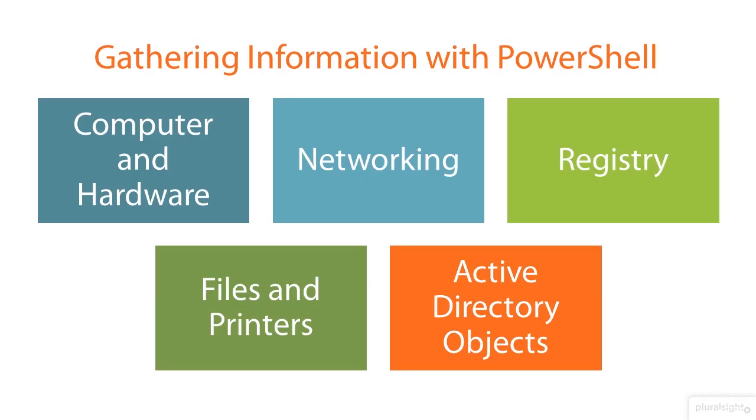So in the demos today, I'm going to walk through a number of scenarios that fall into one of 5 categories as you see here. While this does not cover the entire spectrum of things that you might encounter, it does cover a great percentage of the areas you'll most often run into. So we'll focus on information from computer and hardware, networking, the registry, files and printers, and Active Directory objects.